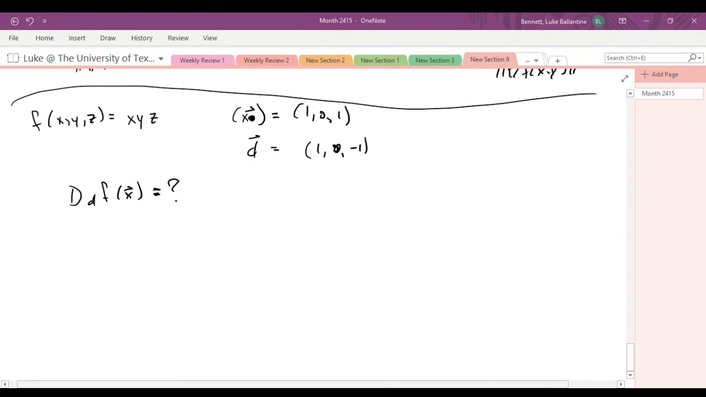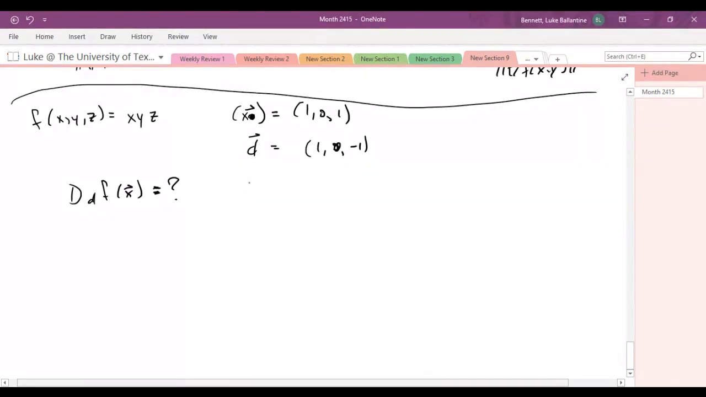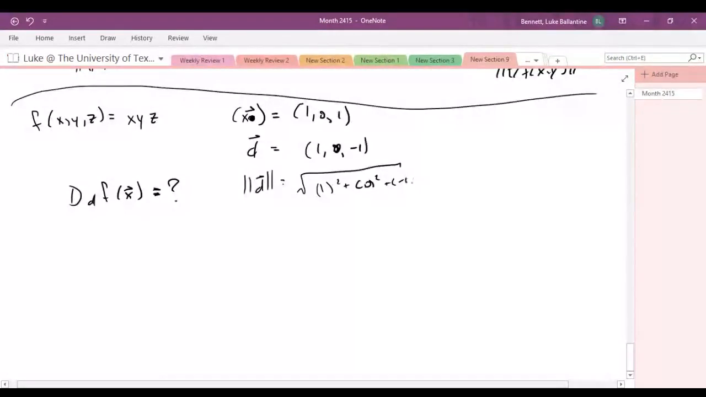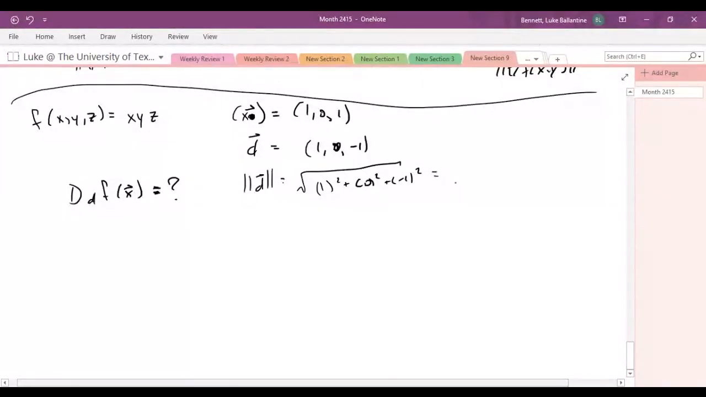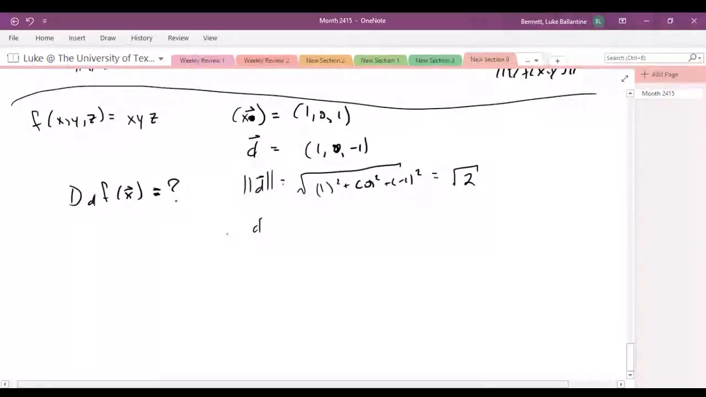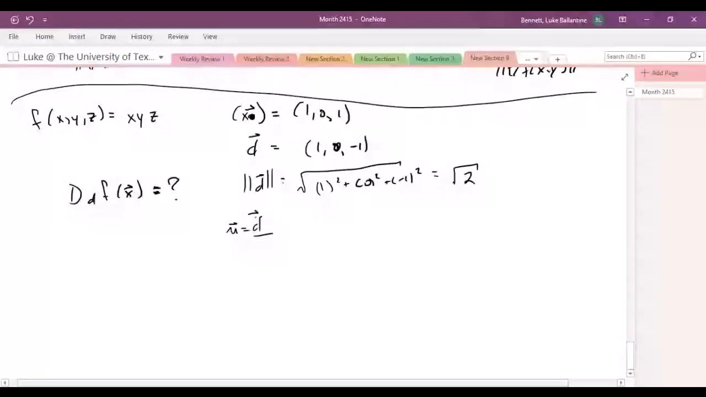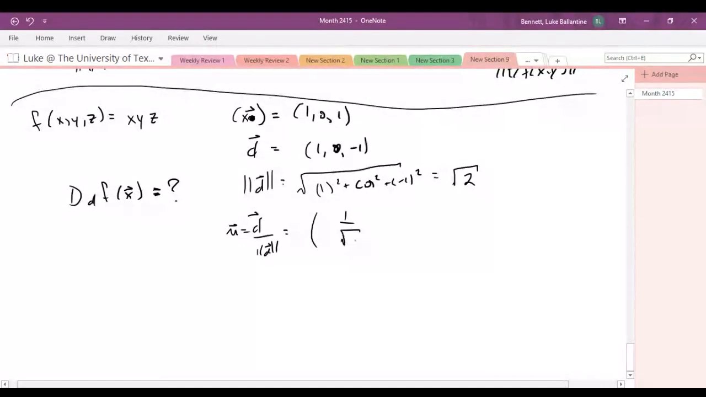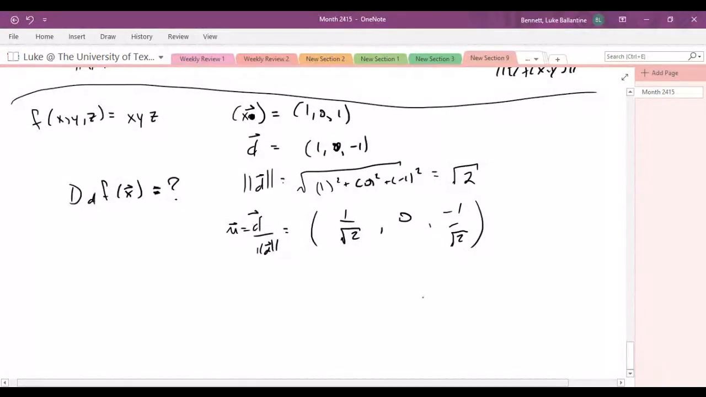No, it's not. Correct. Thus, we need the magnitude. Divide by that. So we have the square root of 1 squared plus 0 squared plus negative 1 squared, so that's just the square root of 2. And so we divide d by that. So the unit vector is equal to d divided by the magnitude of d, which is 1 over root 2, 0, negative 1 over root 2.